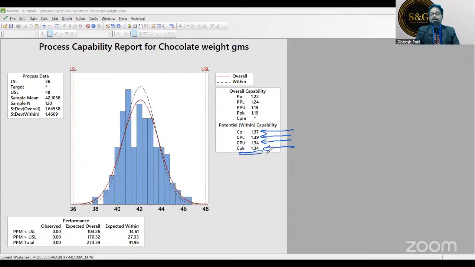Are you clear with this? Just give me yes in the chat box. Everybody got these answers? Anybody behind, please let me know. So for this, the Cpk value is 1.34.